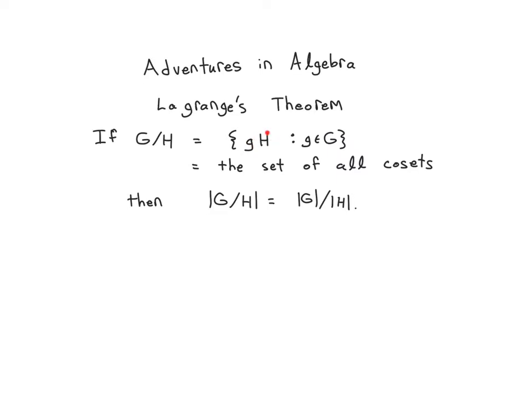It's the set of all cosets of H in G. Then Lagrange's theorem says that the number of cosets is equal to the size of G divided by the size of H. The goal of this video is going to be proving this fact, and we're going to be doing it by relying on the fact that the cosets come from an equivalence relation. In fact, these are equivalence classes.